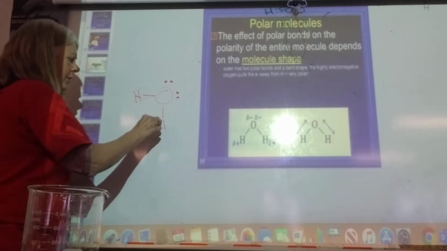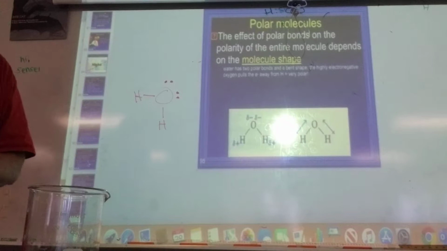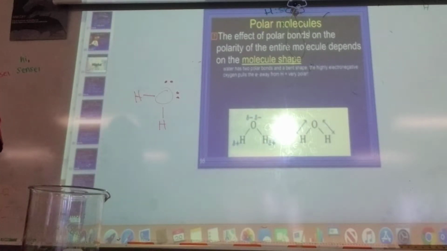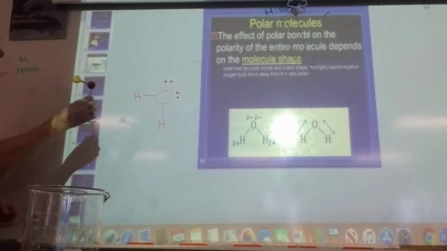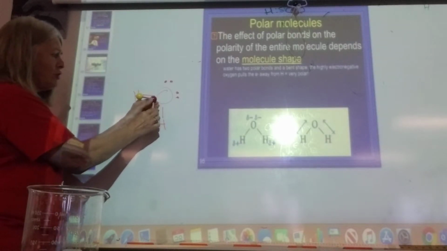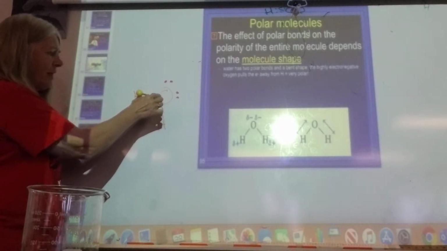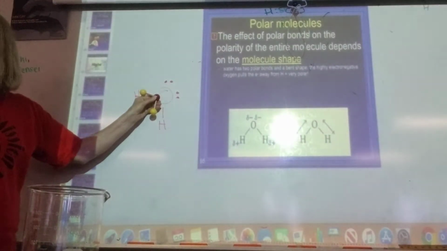We've drawn water like this. And if you look at this shape and you look at the polar side, do you see this shape? What do we officially call this shape? Bent. And here's what it's going to look like when you build it. Can you see how this fits on there? So my 2 unshared pairs of electrons are up here on my oxygen. Do you agree with that?